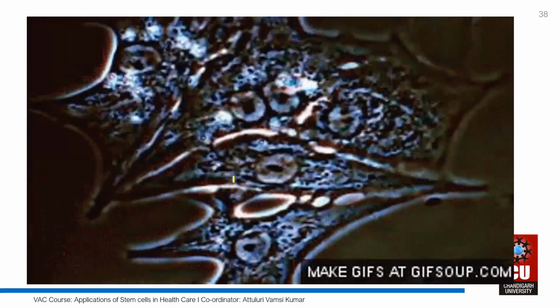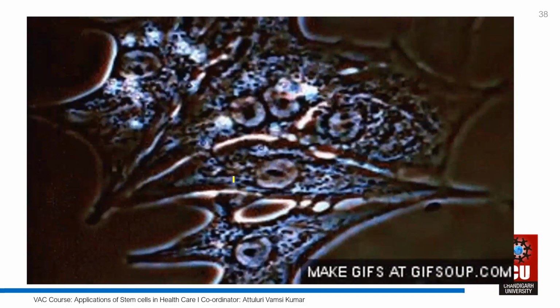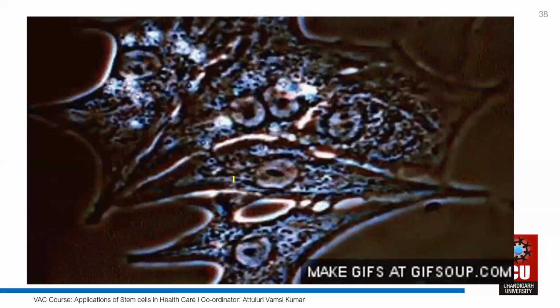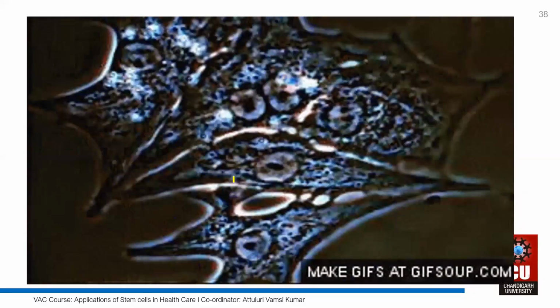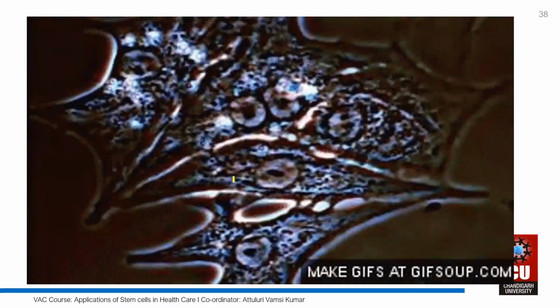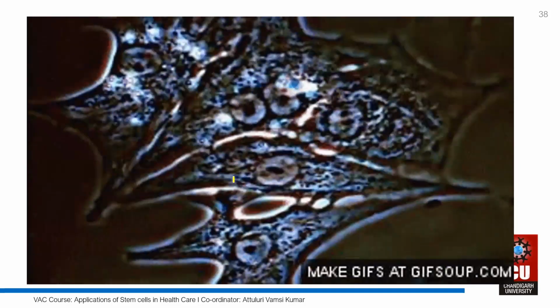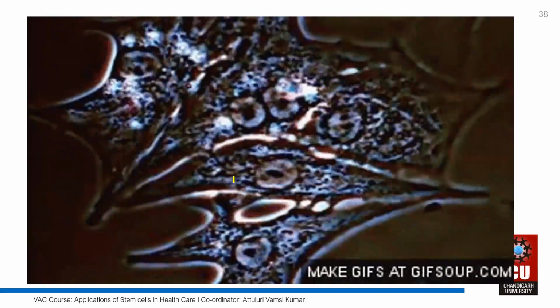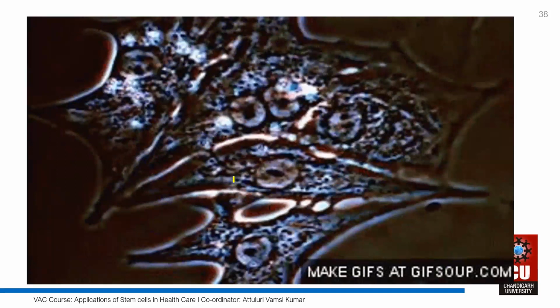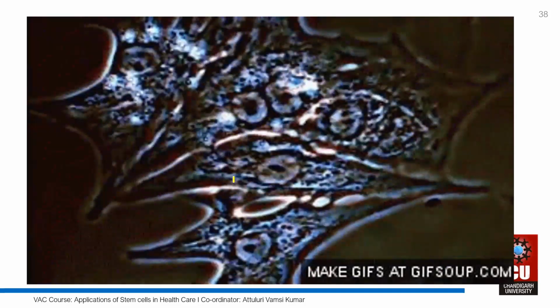You just imagine the potential of induced pluripotent stem cells. That means hereafter I need not rely on embryos. If I get an Alzheimer's patient, let me take my patient's skin cell, let me reprogram the skin cell into a stem cell. Okay, I took an adult cell, I converted it to a stem cell.